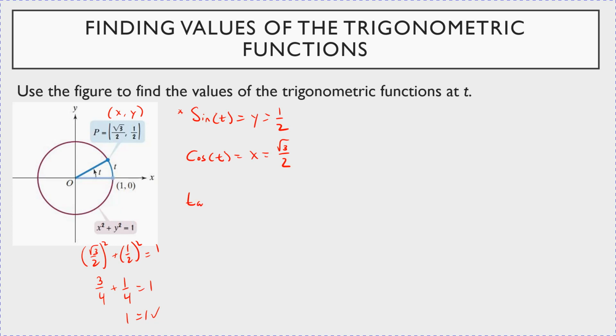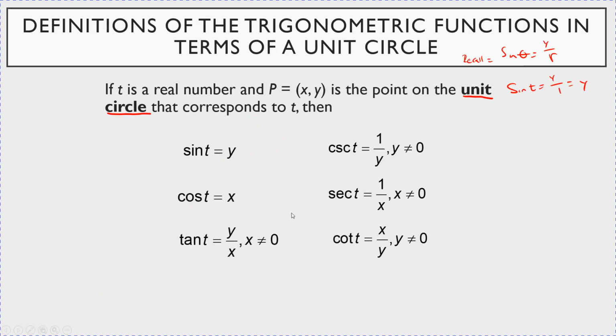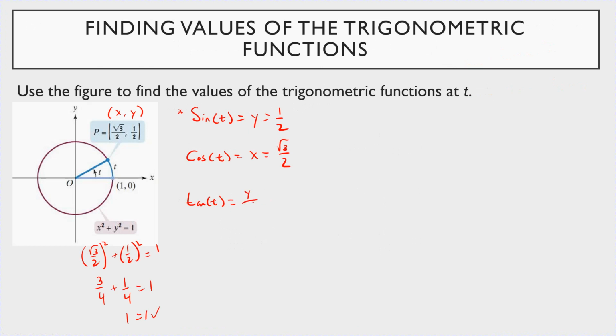What is tangent? Tangent of t, look back, is y over x. So that's 1/2 divided by the square root of 3 over 2. Keep, change, flip if you need to: 1/2 times 2 over the square root of 3. The 2's cancel. You get 1 over the square root of 3, or when you rationalize this, you get the square root of 3 over 3.